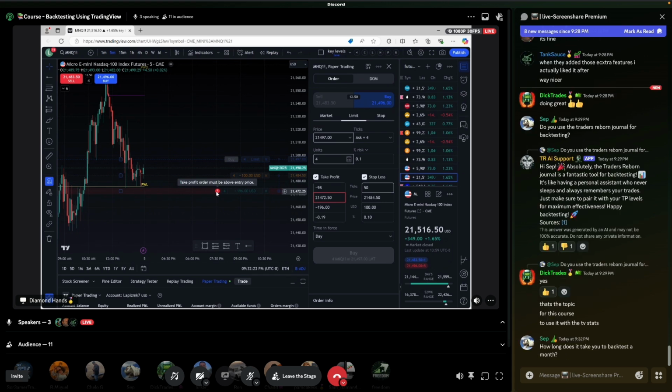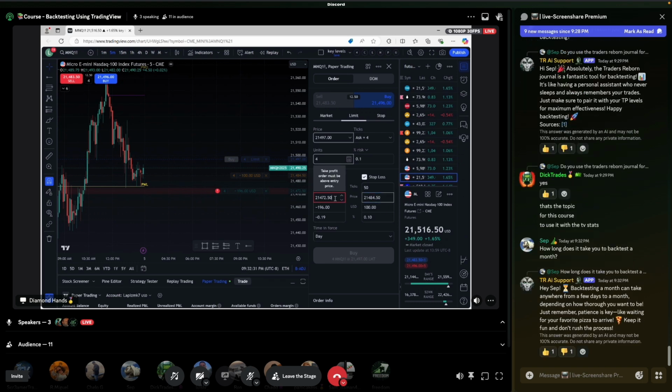Take profit must be above entry price. Oh yeah, okay. Oh, this is take profit, my bad. 150, wrong side. Right here. 472, right? So there it is. Boom. Then you can adjust it.